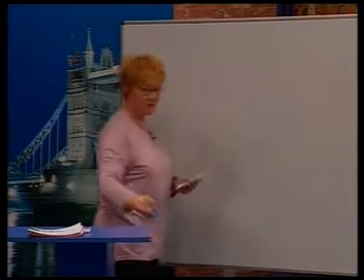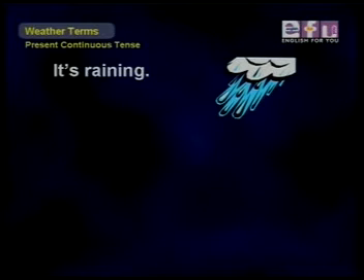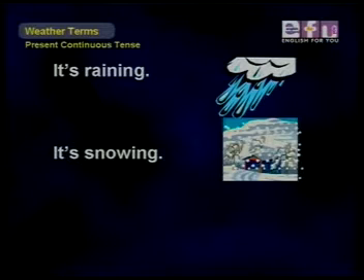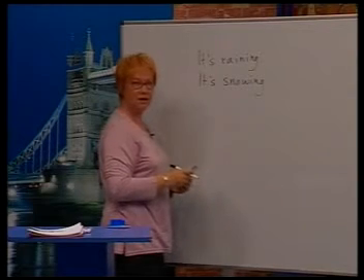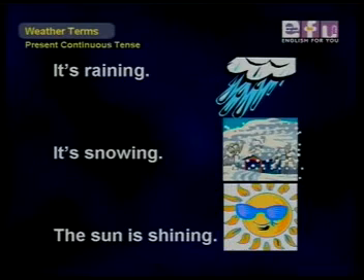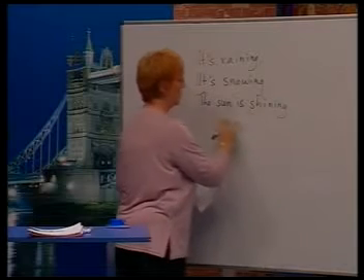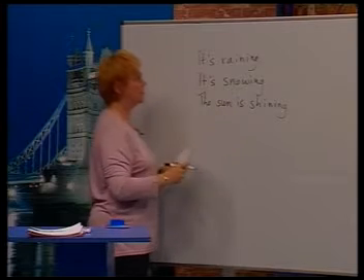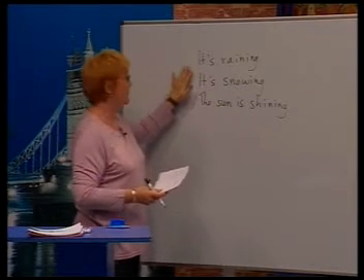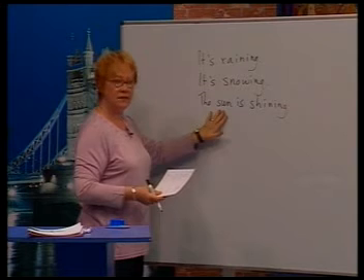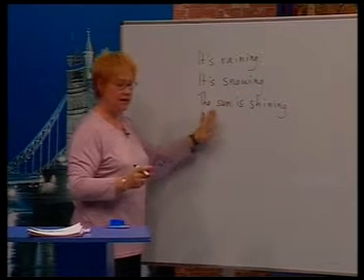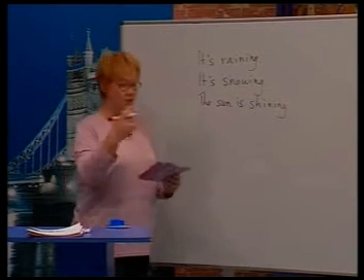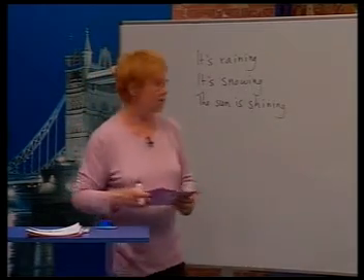Now, here are three examples. It's raining. It's snowing. This one is a little bit different. The sun is shining. So again, it's raining. It's snowing. The sun is shining. Now, let's look at some photos and then we can make some sentences. So here we go.